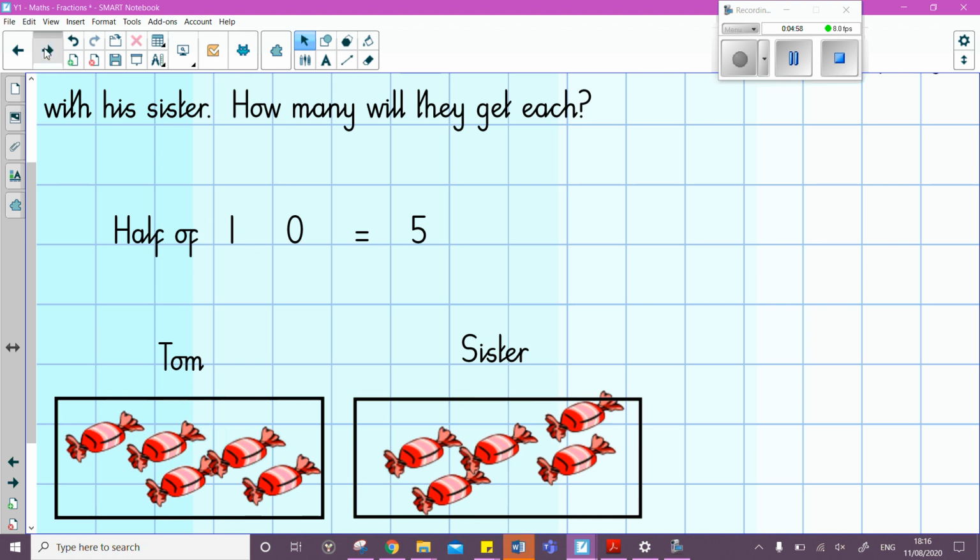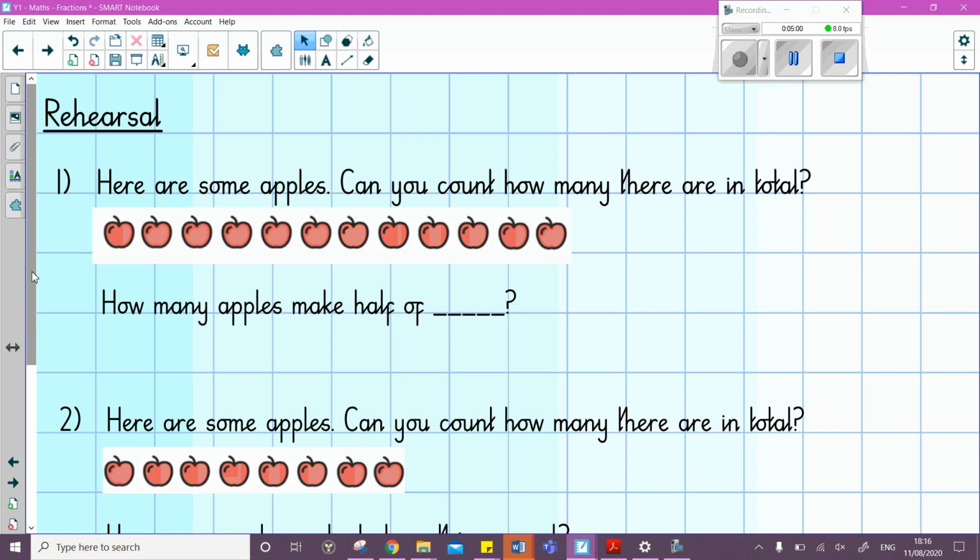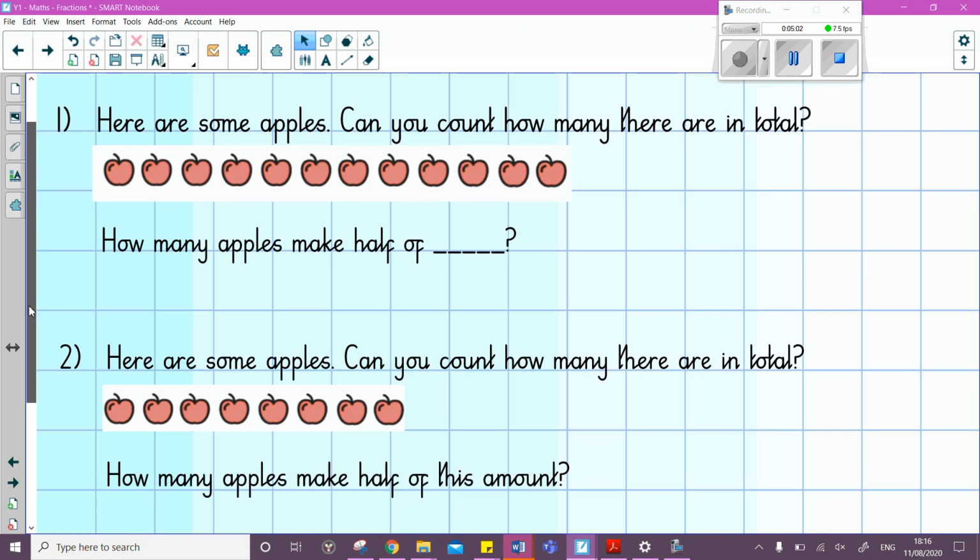What I want you to do now is have a go at these two questions. So here are some apples. Can you count how many there are in total first? Then can you work out what half of the apples is? You can draw two rectangles to share those apples between. Maybe you could even get some objects at home. Maybe you've got enough apples, or maybe you could use something else in place and share them between you and somebody else to find half.